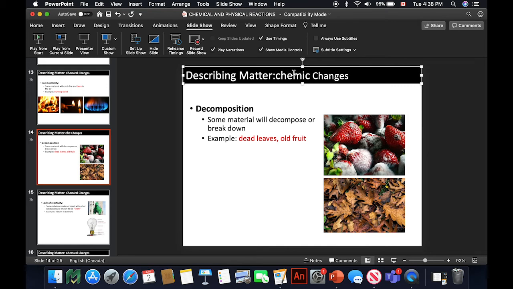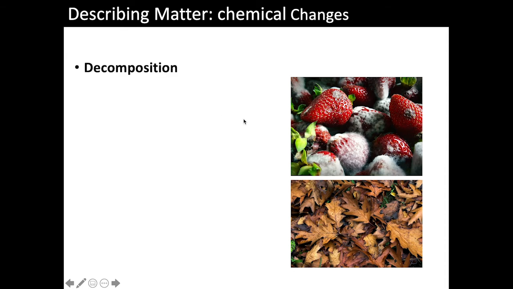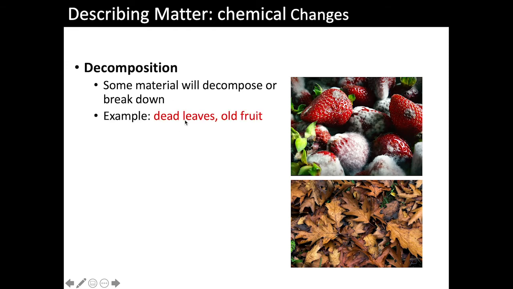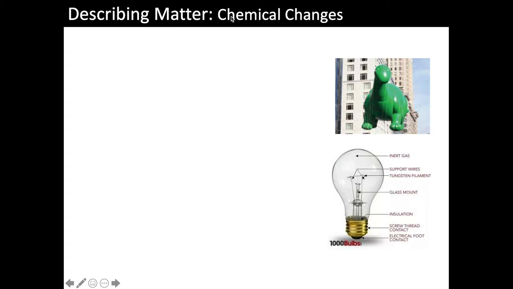Another kind of chemical change that can occur is decomposition. Some materials will decompose or break down. This is all happening because of chemical reactions. Dead leaves and old fruit will start to break down. Again, we've got changes in texture and changes in color. The leaves at the end of the summer go from green to red to brown when they start to decompose. So this is another sign. Decomposition or rotting is a sign of a chemical reaction occurring.